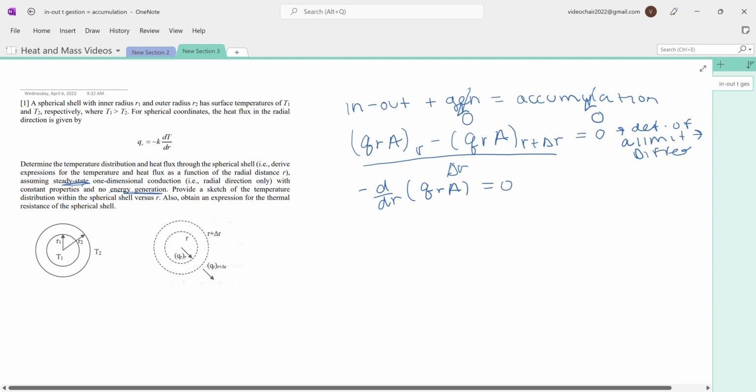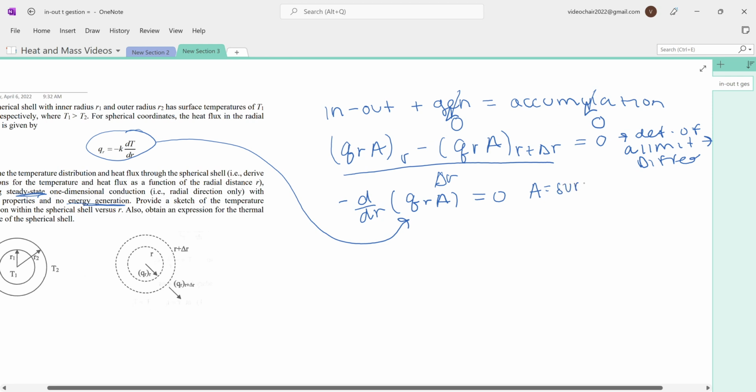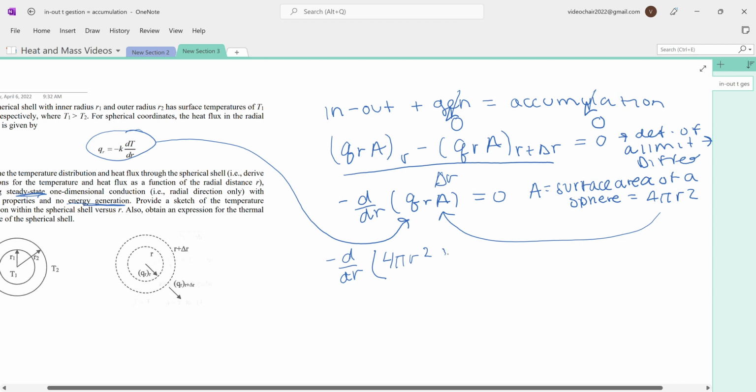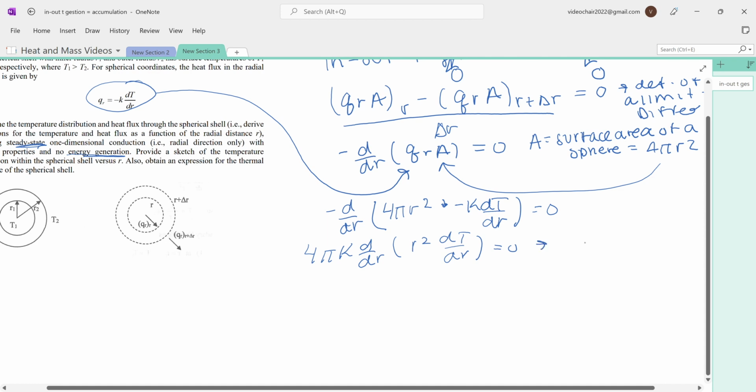So we want our expression in terms of r. We're going to sub in using this expression for Q, and our A is going to be equal to the surface area of a sphere, which is 4 pi r squared. Subbing in those two, we get negative d/dr of 4 pi r squared times negative k dT/dr equal to 0. We pull out our constants and get 4 pi k d/dr of r squared dT/dr equal to 0. From here, we divide over by our constants, which leaves us with d/dr of r squared dT/dr equal to 0.